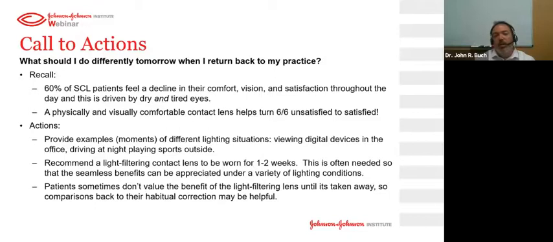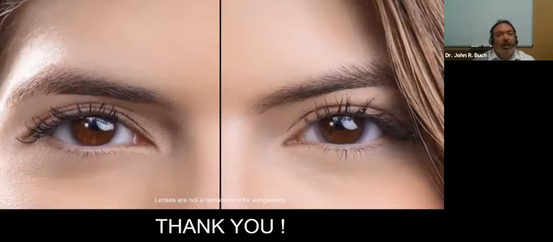And if patients wear a lens like this, it really needs to be worn for a couple of weeks. This is so they can try it in all the different lighting environments and really begin to appreciate the seamless benefits. Often patients don't fully value and appreciate light filtering contact lenses until you actually take them away. So sometimes a comparison back to their habitual correction might be helpful. Okay, I think that's it. I thank you and everybody for your time. I would be glad to take any questions.